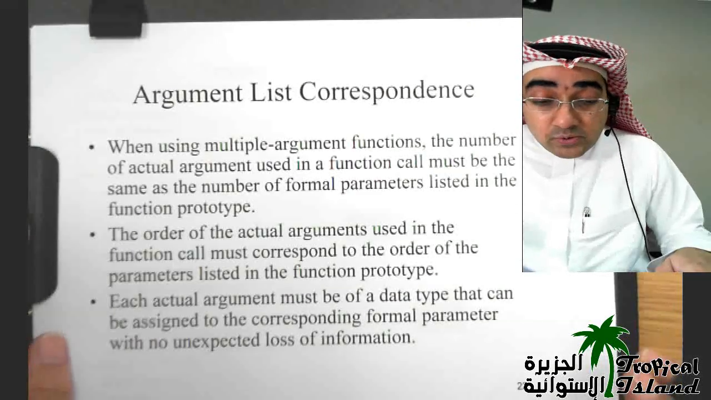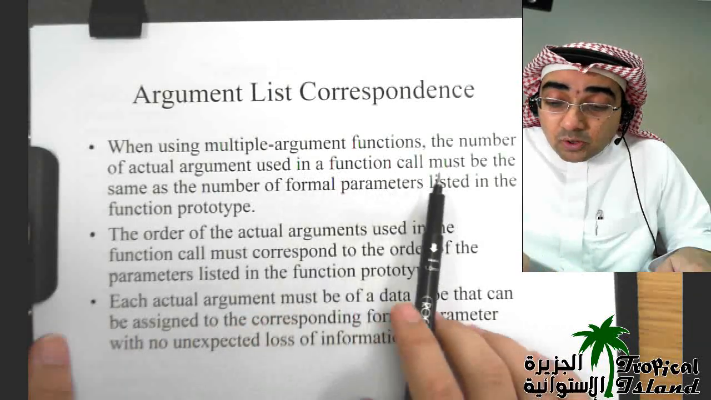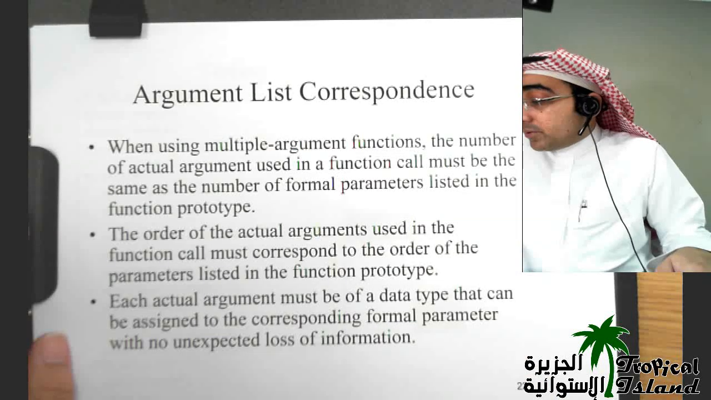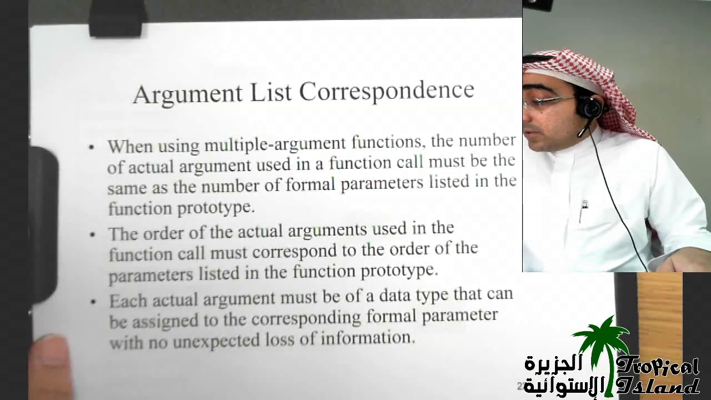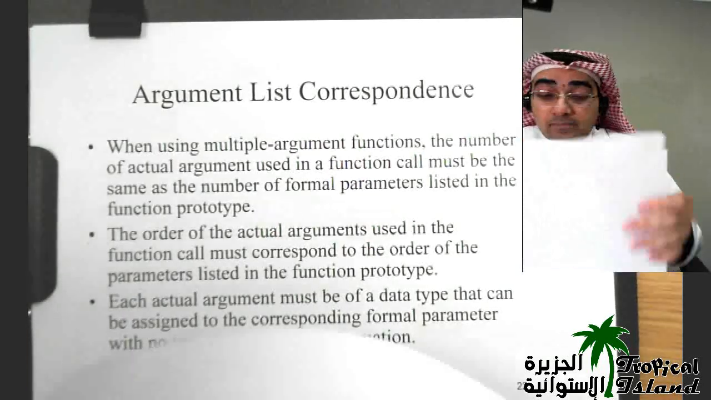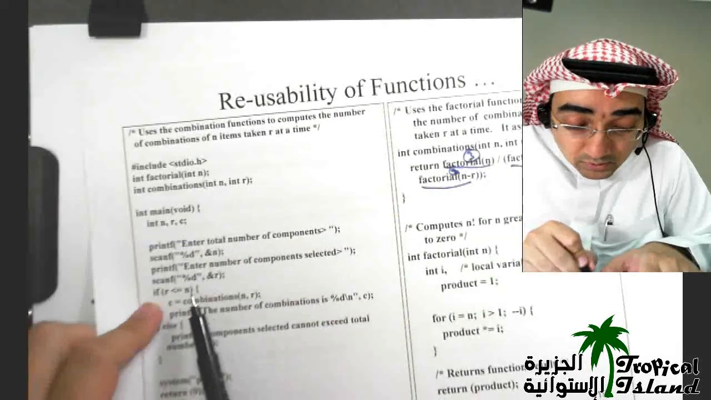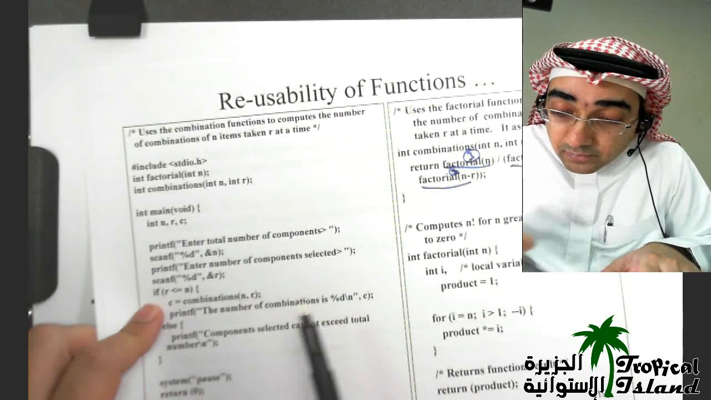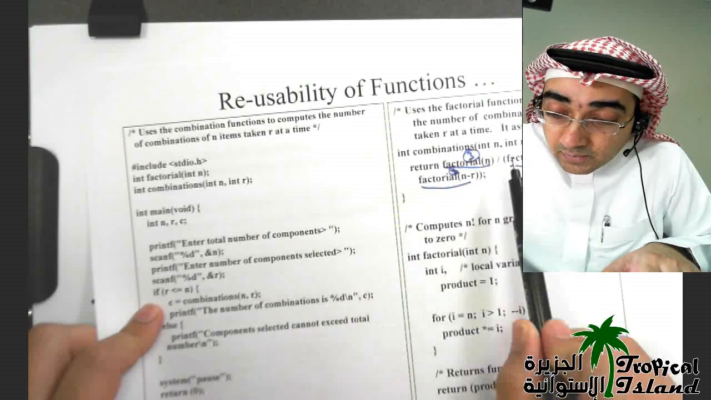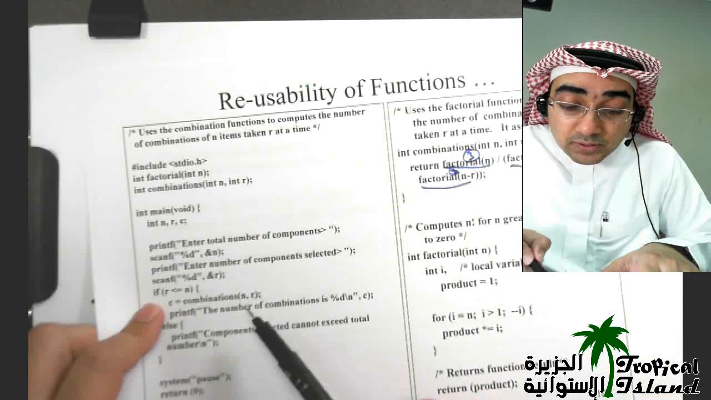Argument list correspondence. When using multiple argument functions, the number of actual arguments used in a function call must be the same as the number of formal parameters listed in the function prototype. Okay. So if I go back to the example, what we're basically saying is the number of arguments you pass over here should be exactly the same as the number of arguments in the function header. If they are not the same, you have a big problem. Okay, the compiler is going to generate an error for you.